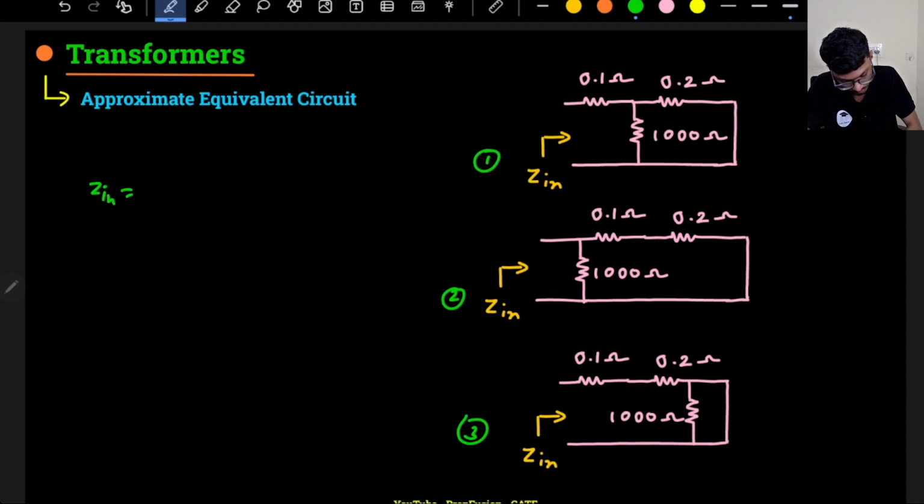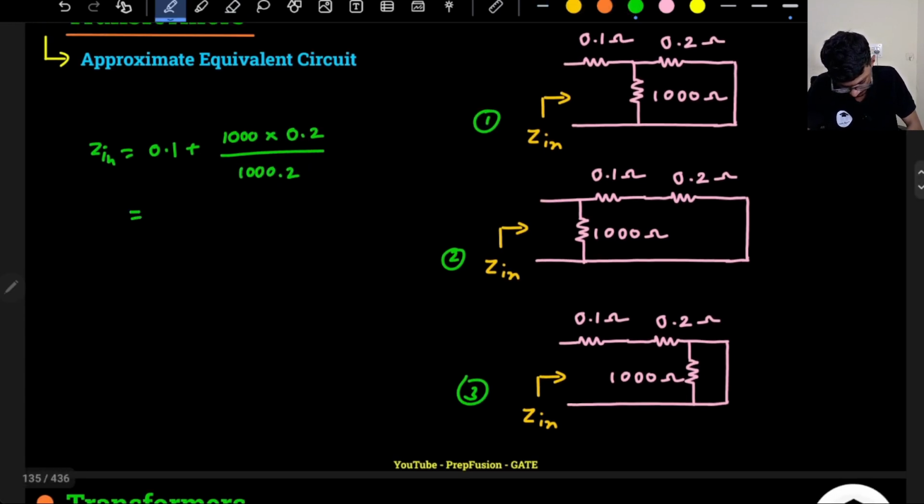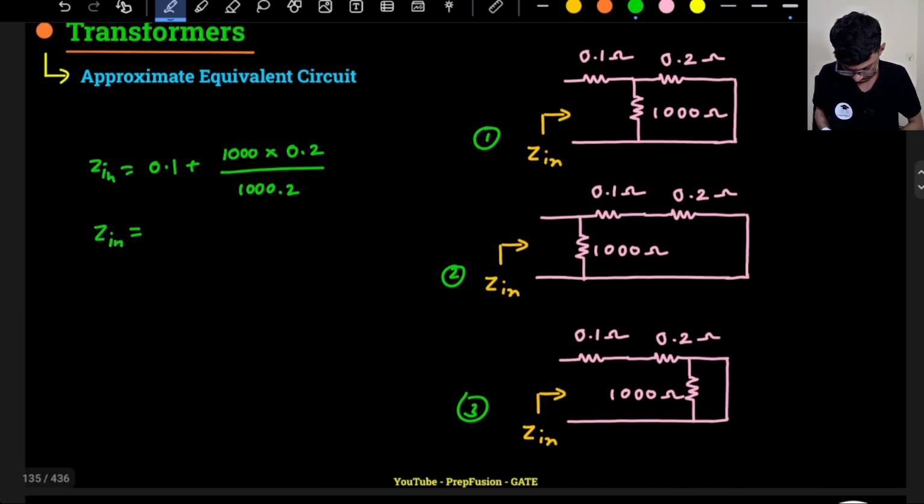Zn in the first case will be 0.1 plus 1000 into 0.2 divided by 1000.2. So Zn will be 1000 into 0.2 divided by 1000.2, plus 0.1. This will be almost 0.299 ohms. What about the second case? This was the first case.